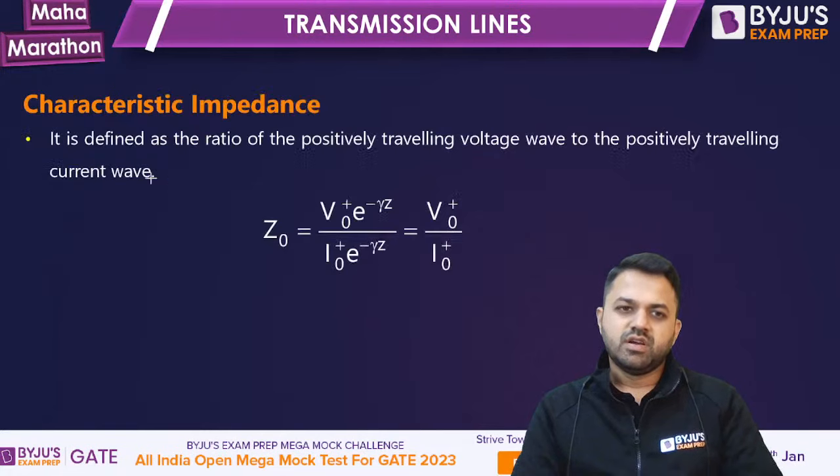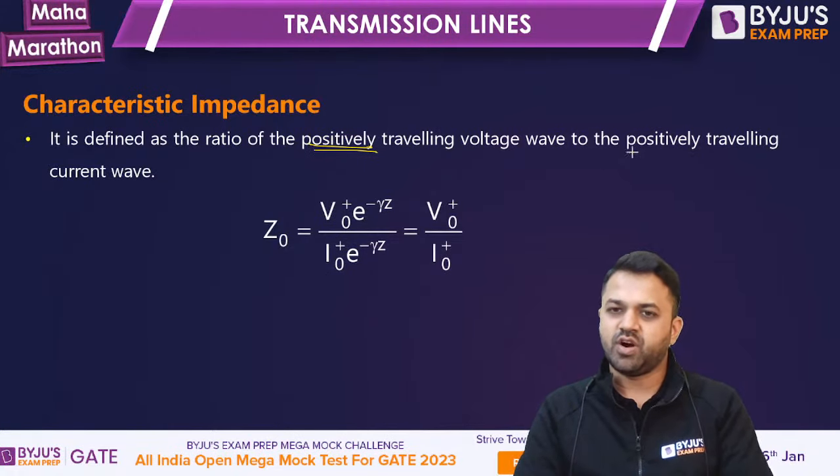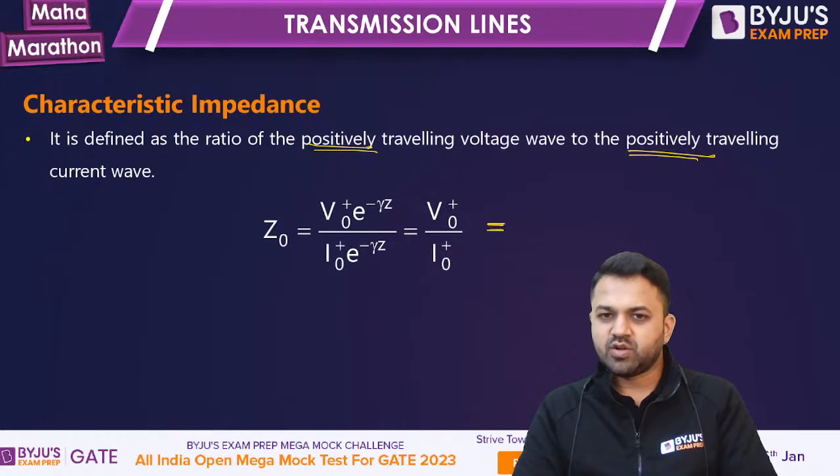So now we will define the characteristic impedance. It is nothing but the ratio of the positively traveling voltage wave to the positively traveling current wave at any point in the transmission line. So Z naught, the characteristic impedance, is V naught plus e to the power minus gamma z divided by I naught plus e to the power minus gamma z. So this will cancel, giving V naught plus divided by I naught plus, and it can also be written as minus of V naught minus divided by I naught minus.